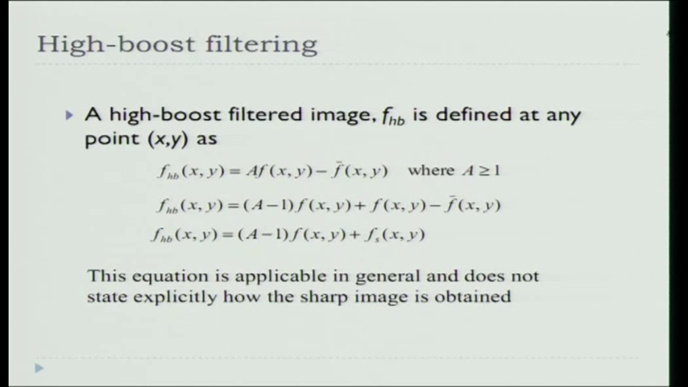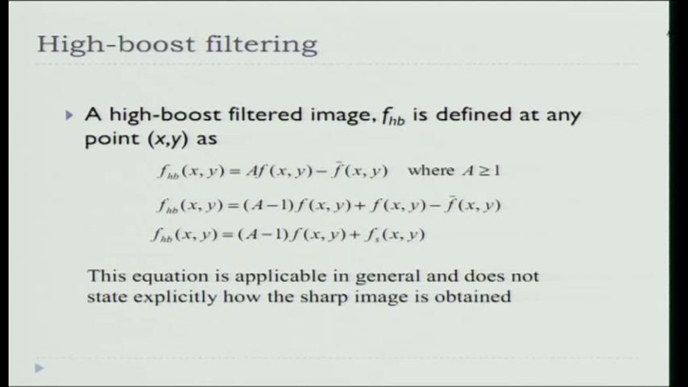If I rewrite it, it is (A minus 1) f(x,y) plus f(x,y) minus f bar(x,y). Now this f(x,y) minus f bar(x,y) gives you the sharpened image, because that is the formula we got from the previous slide. So you get (A minus 1) f(x,y) plus the sharpened component. So the selection of A is important, right? You have to select A in such a way that the range is maintained, no one gets a negative value, and widespread intensity levels are there.